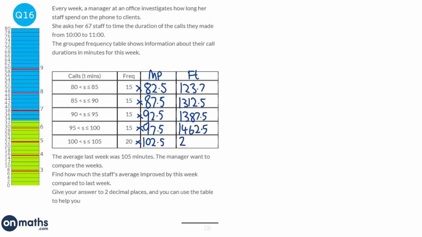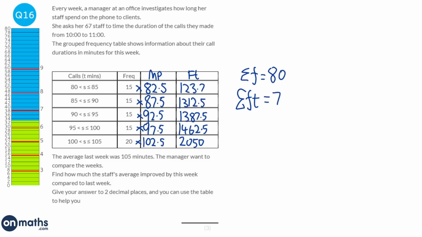And then finally, 2050. Right, next we need to add up the frequencies and add up the FTs. So we're going to have the sum of the frequencies. So I'm just adding all this column up, and that will be 80. And we have the sum of the FT. And so we're going to just add this column up here.